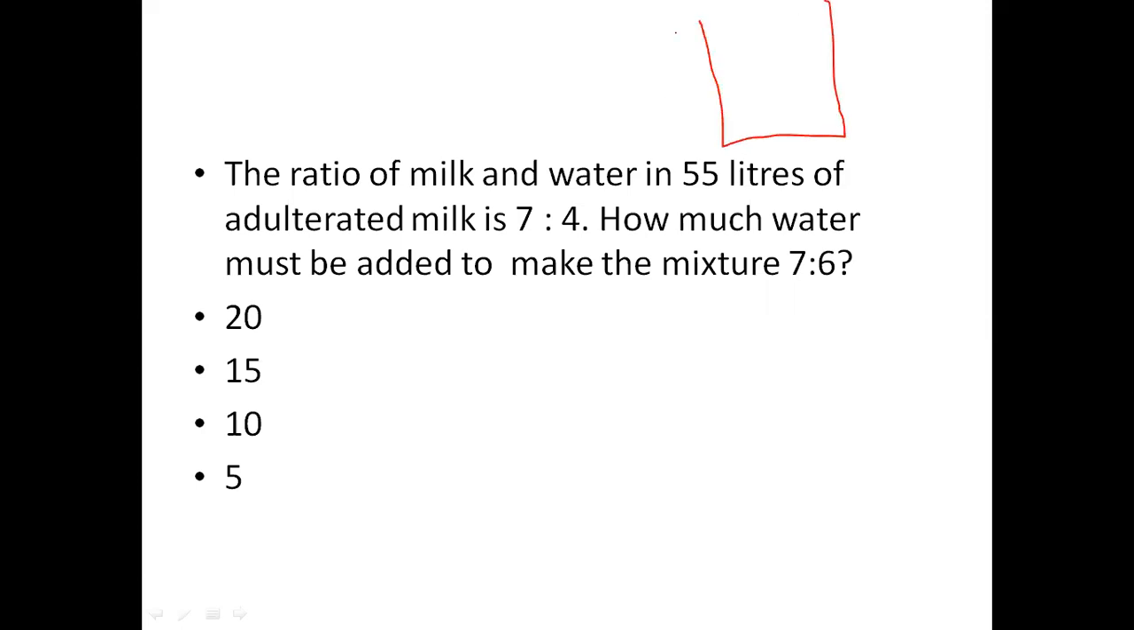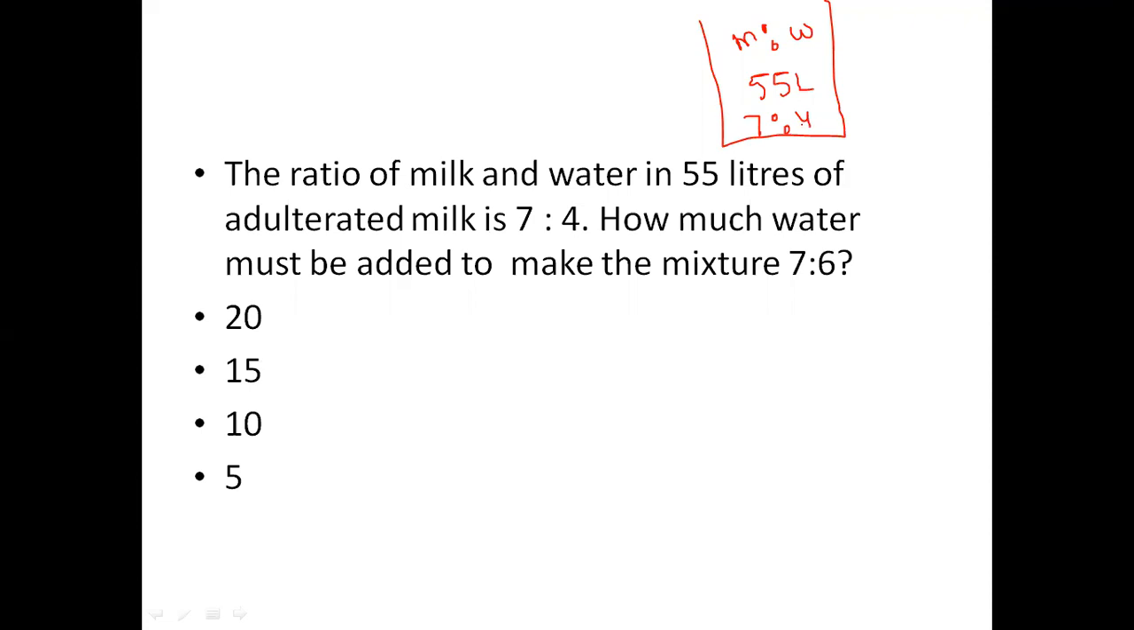Understand that this is the vessel. What is the quantity? Quantity is nothing but 55 liters. And what is there in this vessel, guys? There is a mixture of milk and water. So milk and water in what ratio? In the ratio of 7:4. So guys, try to understand: the ratio of milk and water in 55 liters of adulterated milk is 7:4. That means milk parts are 7 parts and water parts are 4 parts.